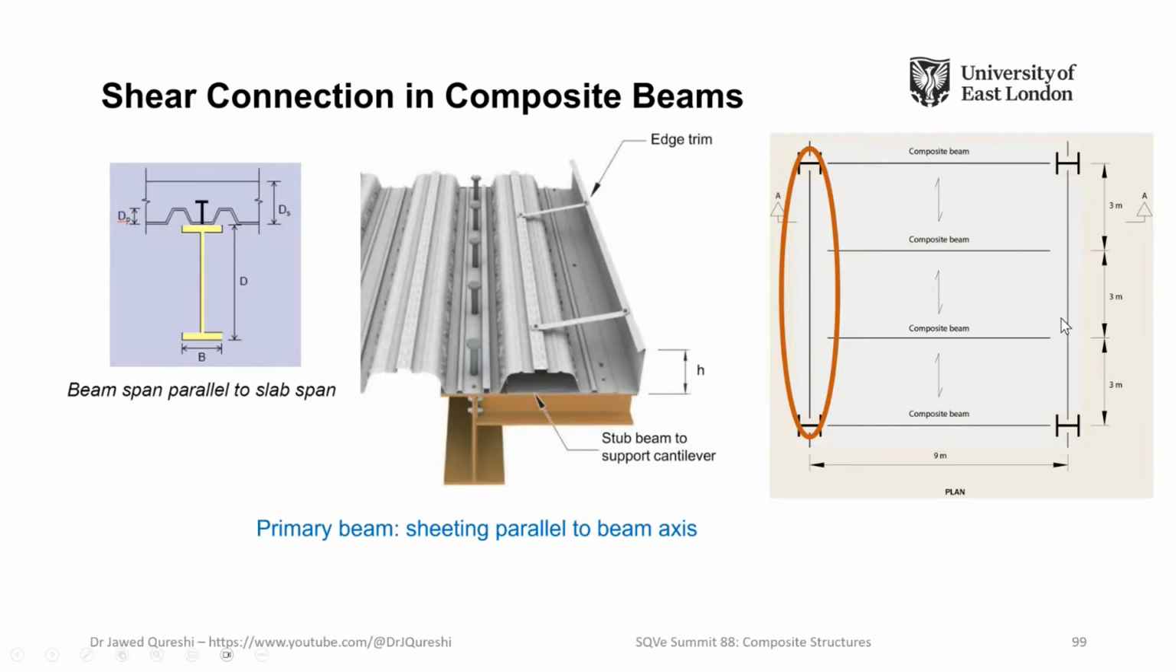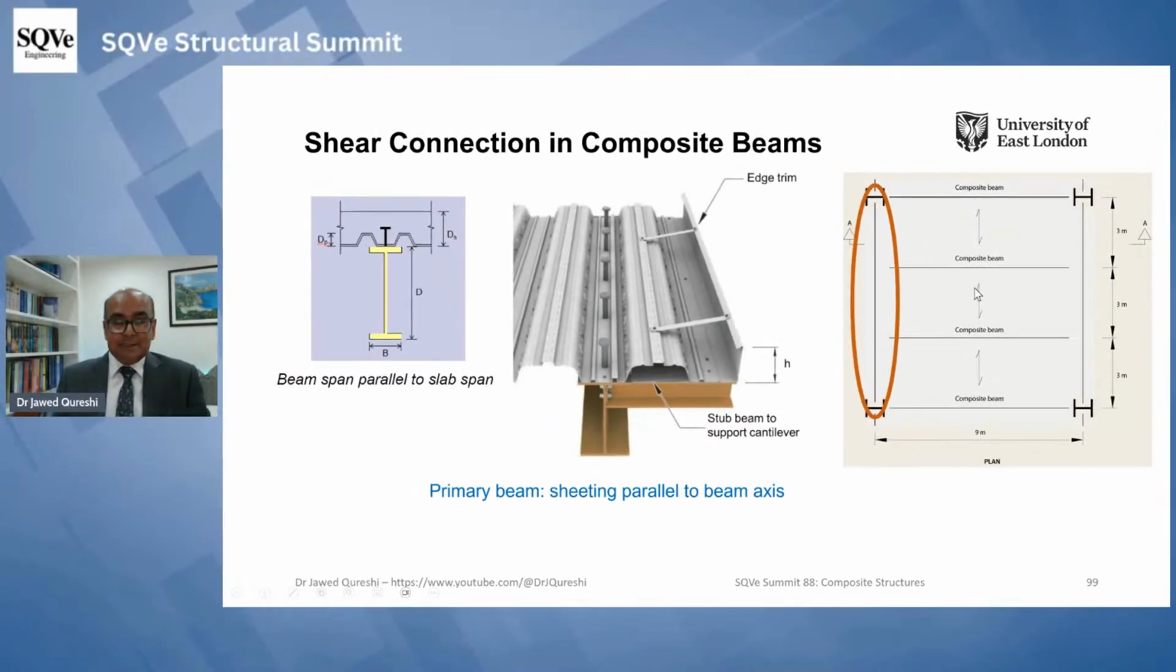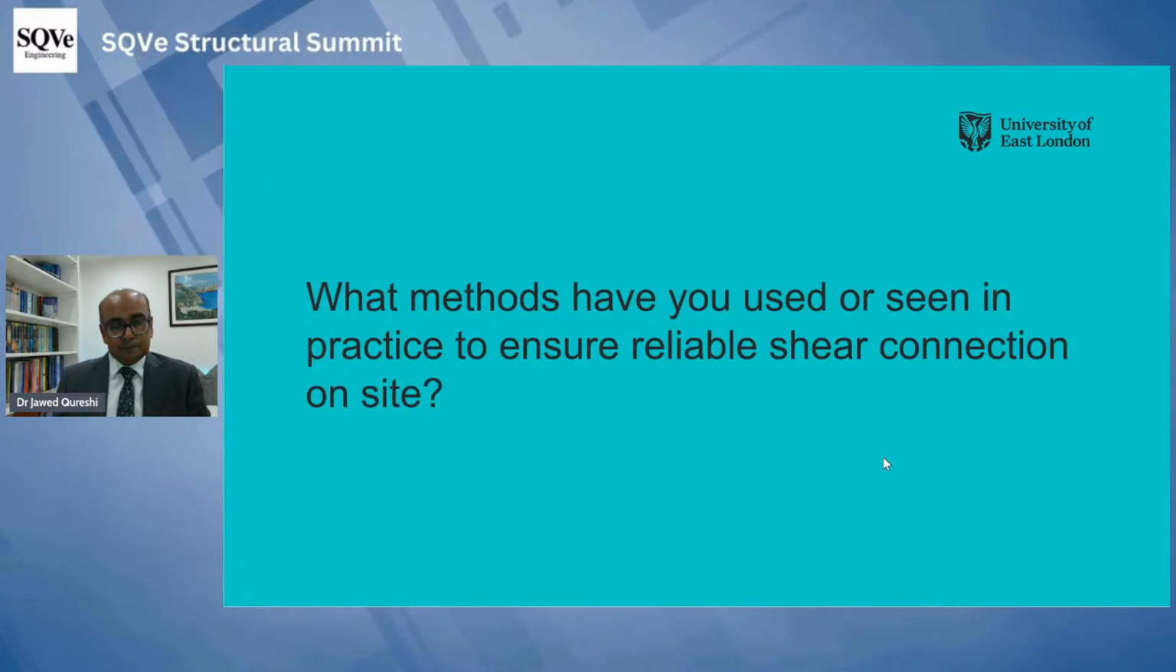But in case of parallel sheeting, it's not necessary that you have shear connection, especially for internal beams. But for external, yes, obviously. But for internal beams, it's not necessary. But in case of secondary beams, 100% you will use shear connection.